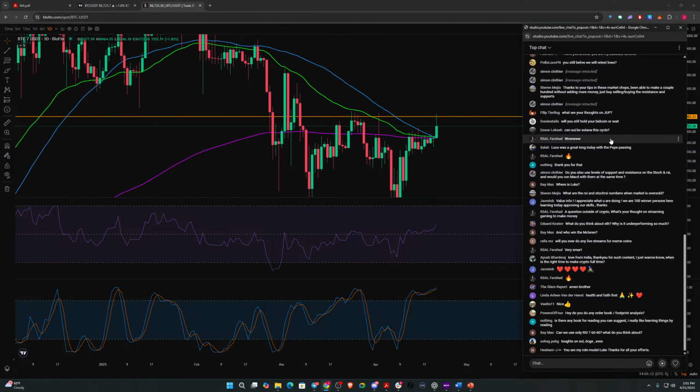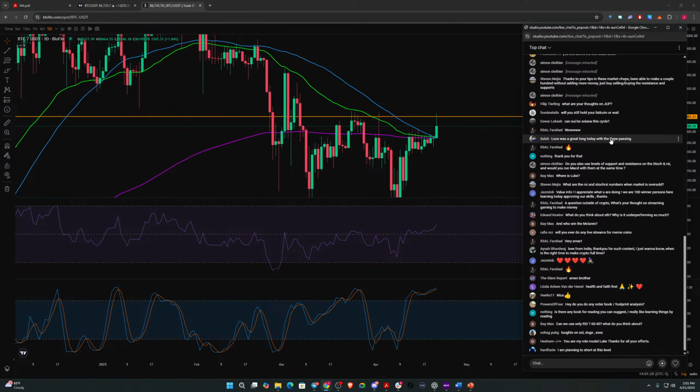Salah says, Lucy was a great long today with the Pope passing. Yeah, you know, unfortunately he passed, but there's opportunity in everything, and Lucy was definitely one of those more religious coins, right? So we saw it pump. It shows that in crypto there's always something somewhere. And so it's just being ready for that and being prepared in case something like that does happen.